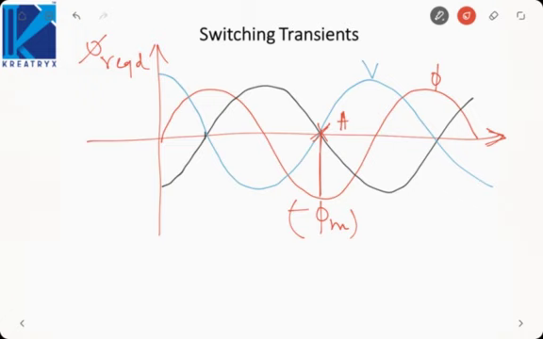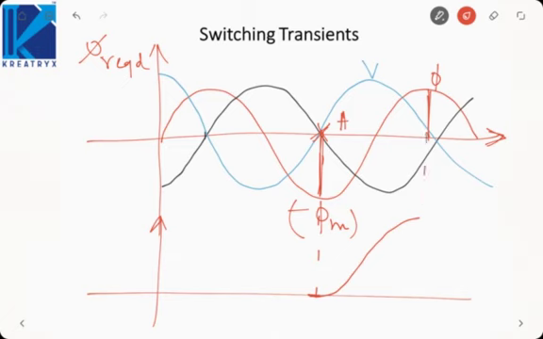Now if you switch on the transformer at A, it instantly requires a flux of minus phi m. But as per magnetic inertia, we cannot provide this much flux instantly. So the transformer will not be able to generate this much flux. So how will my flux vary? The flux will only start from 0. Flux cannot start from minus phi m because initially the flux is 0. But the required flux goes from minus phi m to plus phi m. Here the actual flux will go from 0 to 2 phi m.